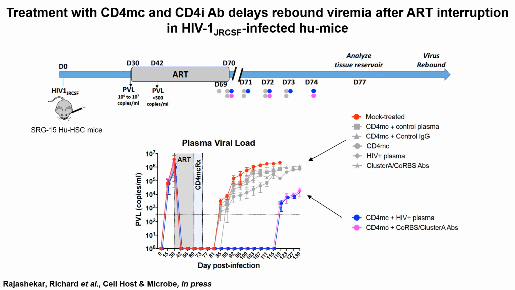In contrast, we observe a significant delay in the viral rebound only in mice that received the combination of CD4 mimetic with HIV-1 positive plasma or co-receptor binding site and cluster A antibody, demonstrating that these approaches significantly impact the size of competent HIV-1 reservoir in vivo. Importantly, no escape mutant were identified among the rebounding virus.